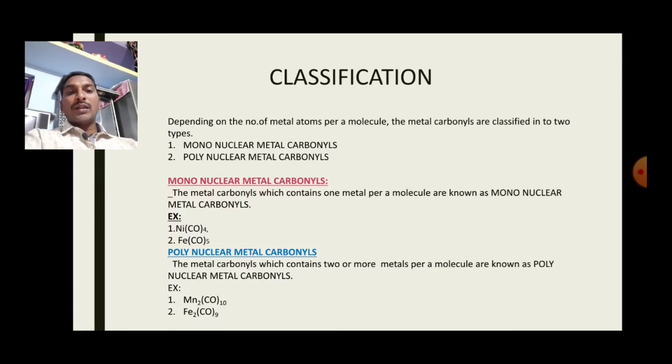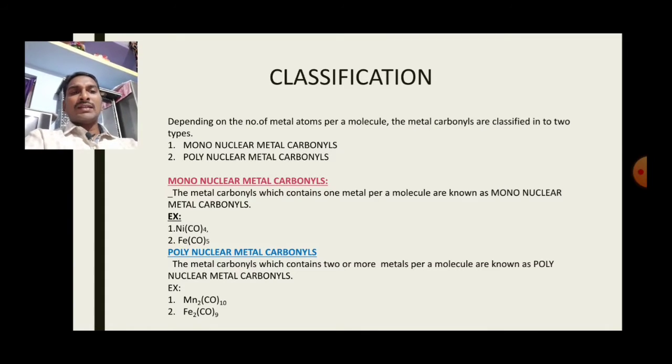And then the polynuclear metal carbonyls. Poly means many. Here the metal carbonyl contains two or more, at least two metal atoms per molecule. Such metal carbonyls are called polynuclear metal carbonyls. For example, Mn2(CO)10 and Fe2(CO)9, that is manganese decacarbonyl and iron nonacarbonyl, have two manganese atoms and two iron atoms. That's why these two come under the polynuclear metal carbonyls.